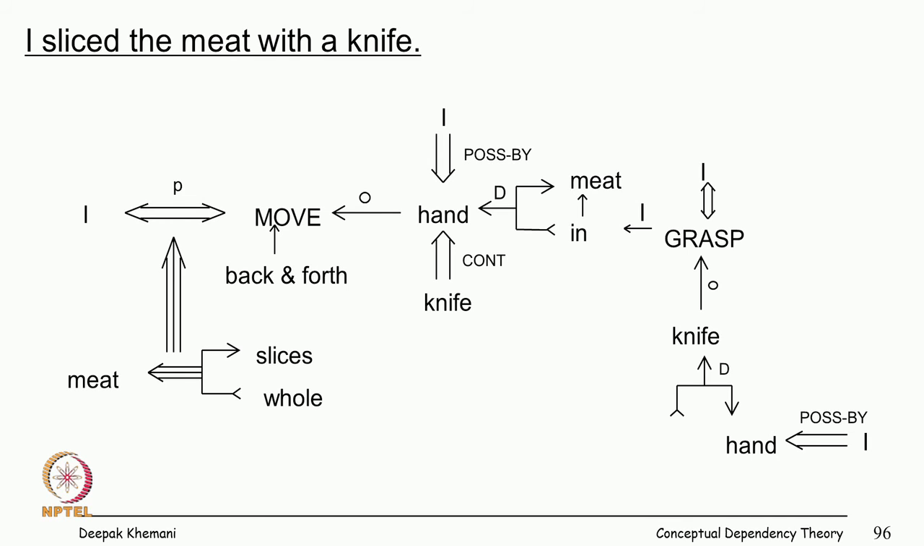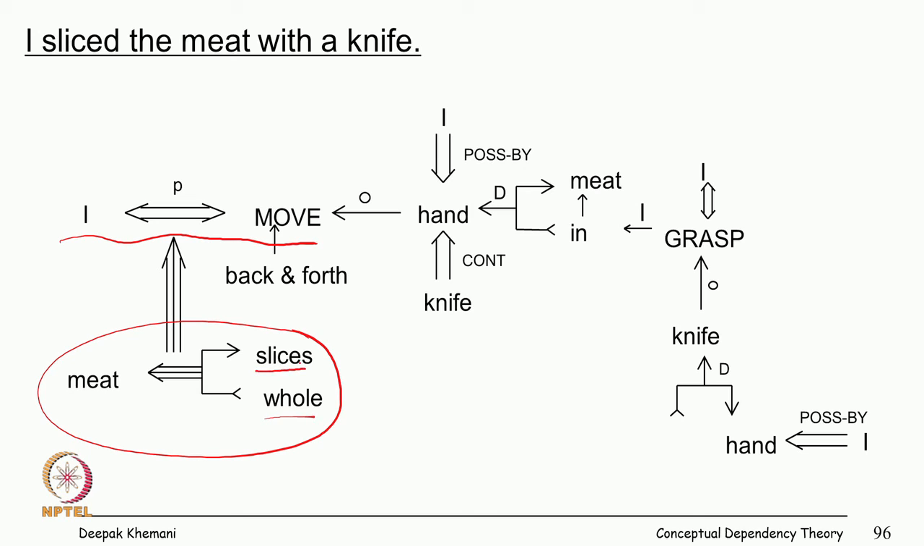Here is some more complicated thing. I sliced the meat with a knife essentially. So, let me try and separate these parts here. Essentially what you are saying is that I did something which is a move action, as a result of which the meat went from a state of being whole to the state of being sliced exactly. The rest of the structure is trying to describe what you mean by the word sliced essentially.